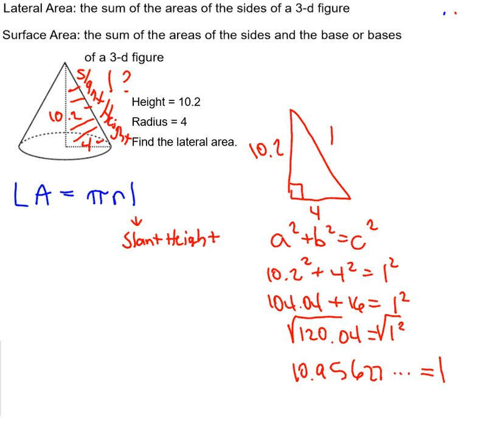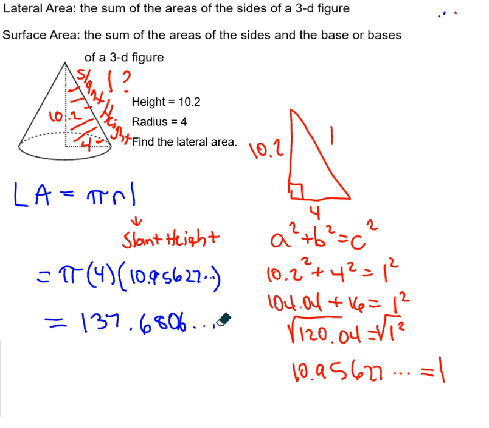So back over to our blue part of our problem. I could now set up my lateral area as pi times radius, which is the 4 that was provided. And then I need to place my slant height in this spot. So the 10.95627 number. And notice that I'm not rounding that number off right now. That's a big mistake that students sometimes make. So I've kept this big, long, messy decimal on my calculator right now. And what I'm going to do is take that times 4 times pi. And that's going to return an answer of 137.6806, and that number keeps going for a bit.